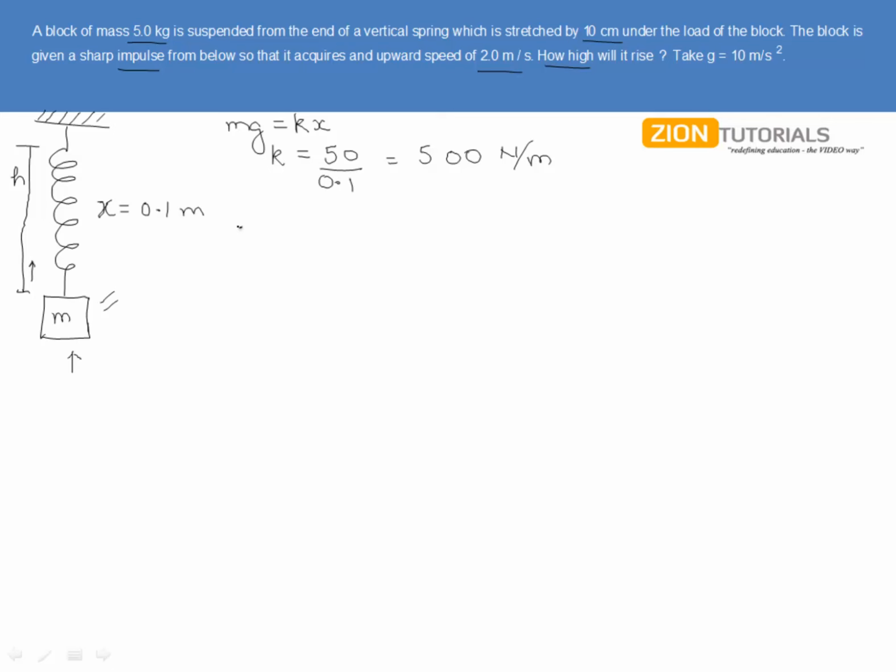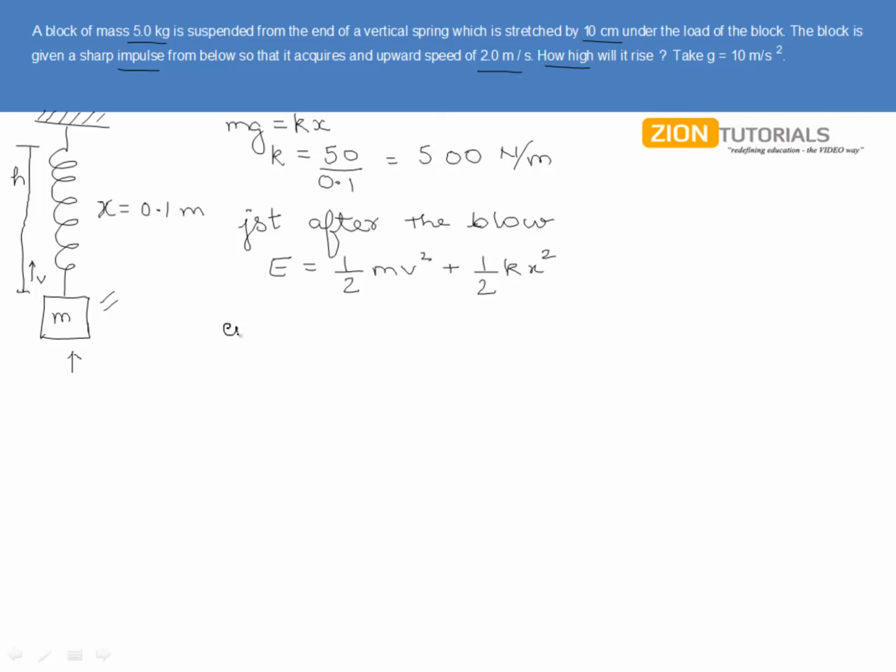Now if we write it down, just after the blow we have the energy equal to half mv squared, where v is the velocity of the mass in the upward direction, plus half kx squared, where x is the initial extension to balance the weight of this block m.